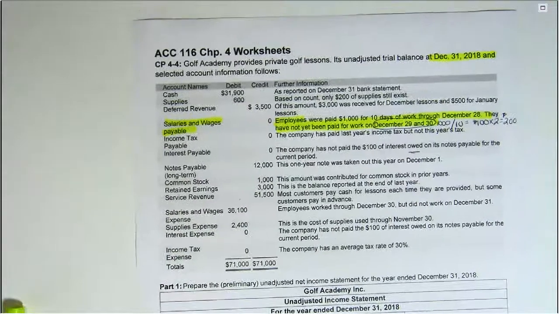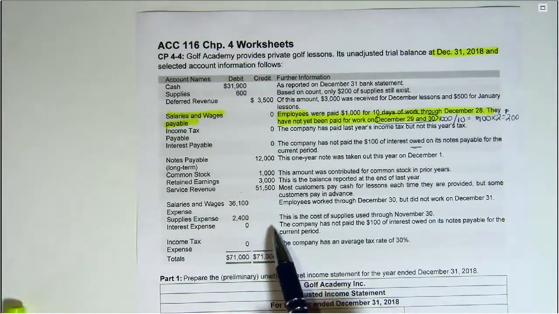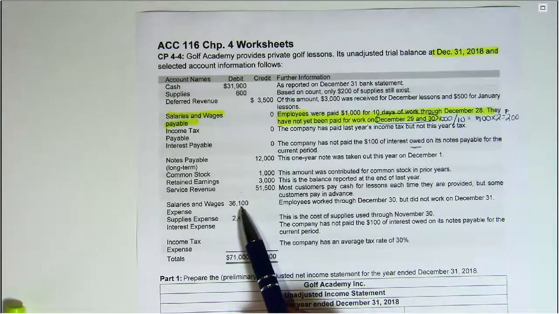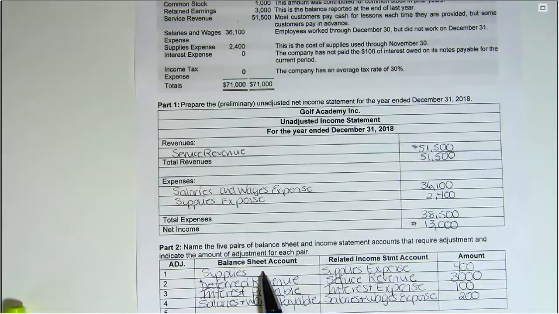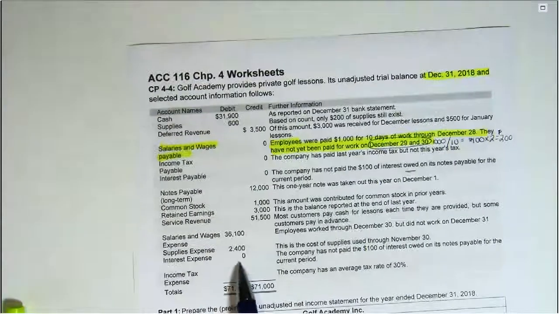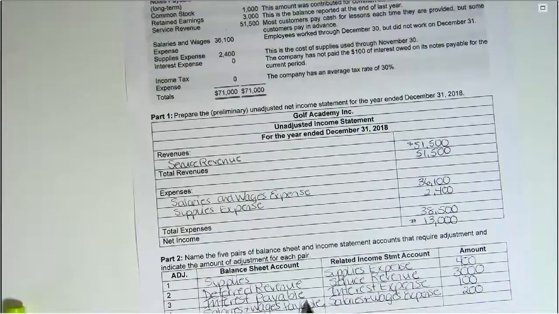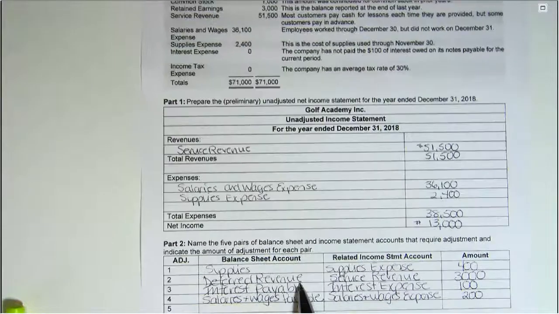Okay, let's see if there's anything else here. So we took care of salaries and wages expense that had not yet been recorded. We already took care of the supplies expense that had not yet been recorded. That was the first adjustment we spoke about. We took care of the interest that had not been recorded. That was the third adjustment.